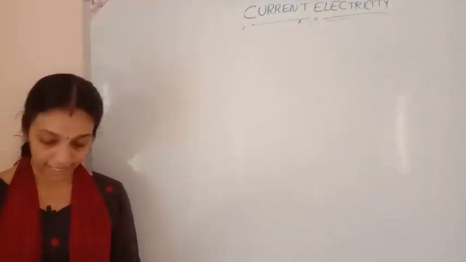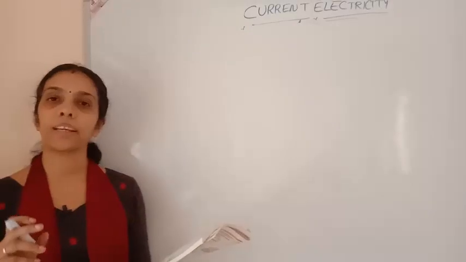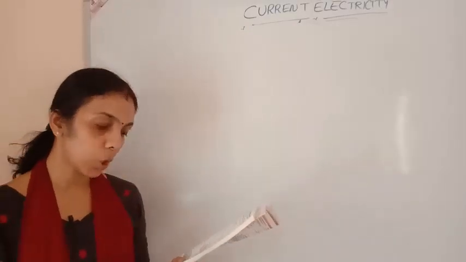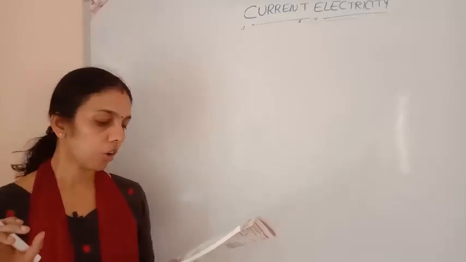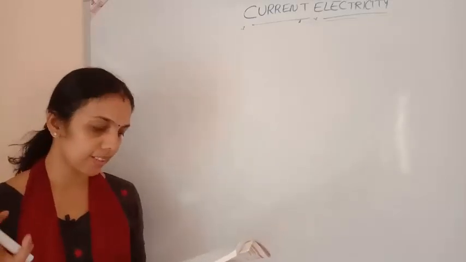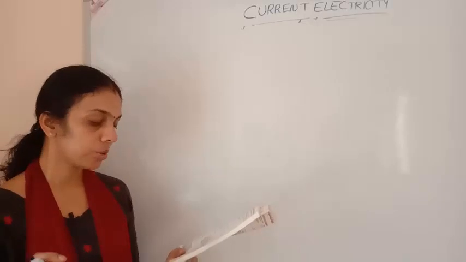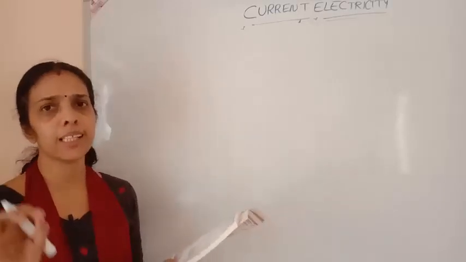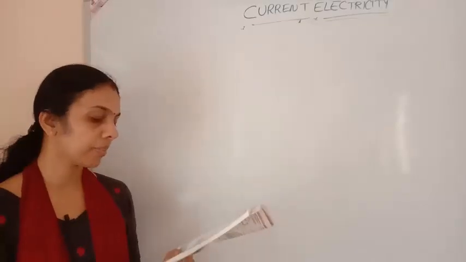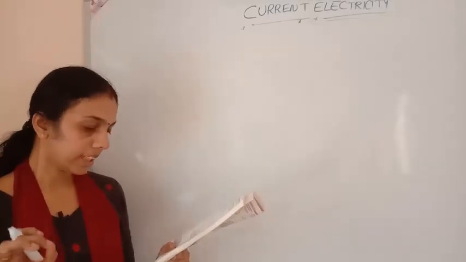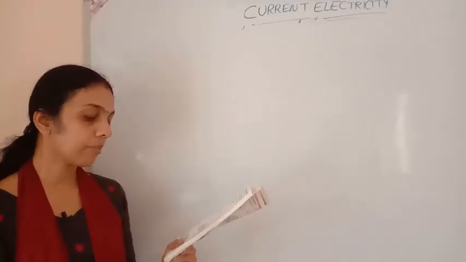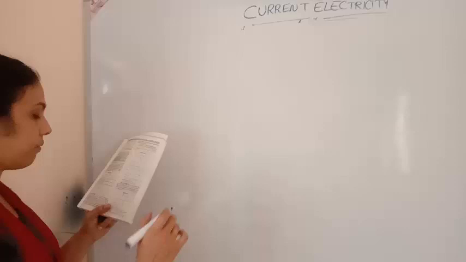Clear? So the next question is based on our potentiometer. AB is 1 meter long uniform wire of 10 ohm resistance. Other data are shown in figure. Calculate the potential gradient, that means V by L along AB and length AO when galvanometer shows no deflection.